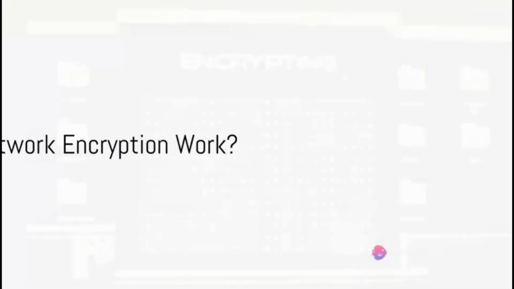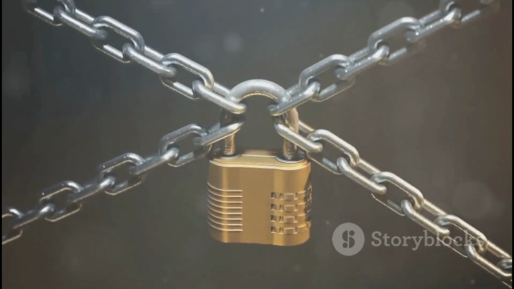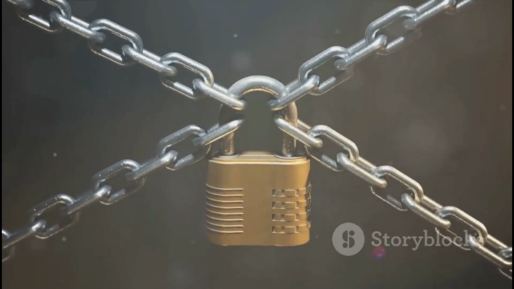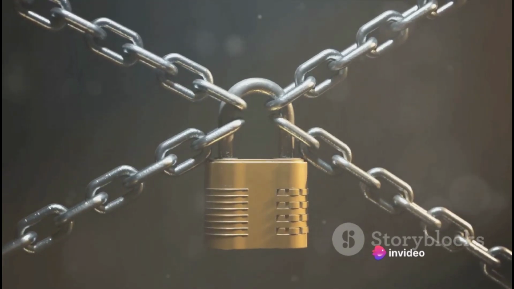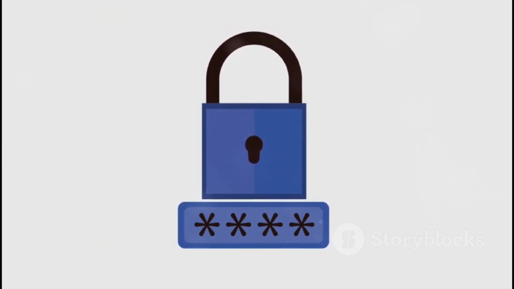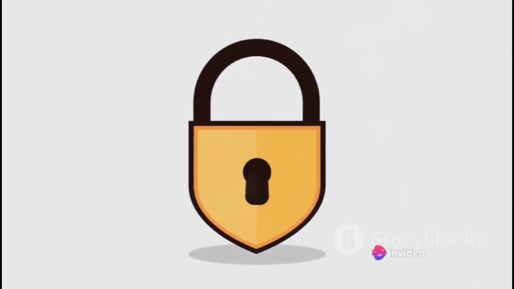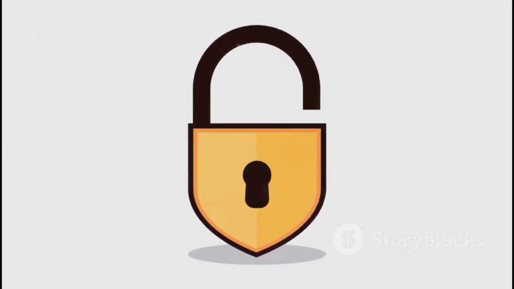Now you might be wondering, how does this secret code or network encryption work? Well, let's put it this way. Imagine you're sending a postcard to a friend across the globe. You wouldn't want anyone along the delivery route to read your personal message, right? So instead of writing in plain English, you decide to use a secret code that only you and your friend understand. That's essentially what network encryption does. When data is sent over the internet, it's transformed into a secret code or format that's unreadable to anyone without the proper decryption key. This process of transforming the data into a secret code is called encryption.